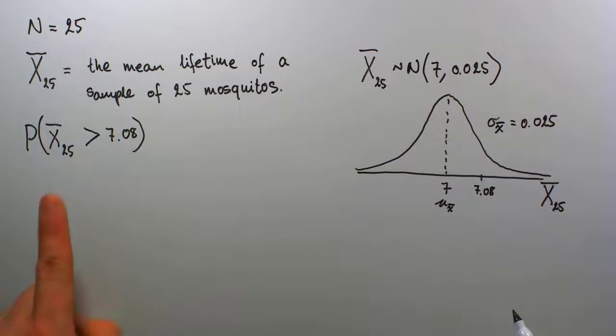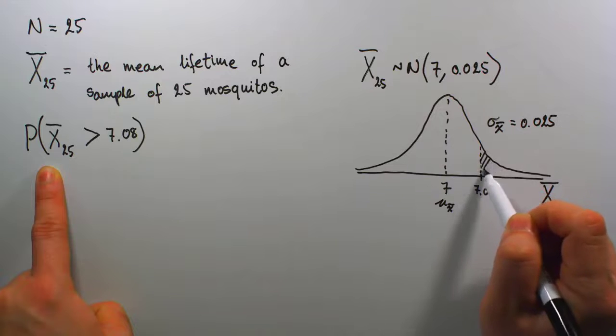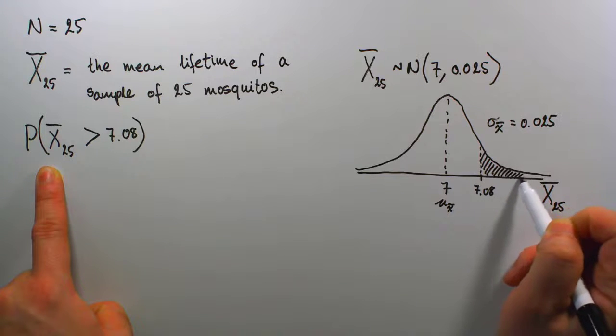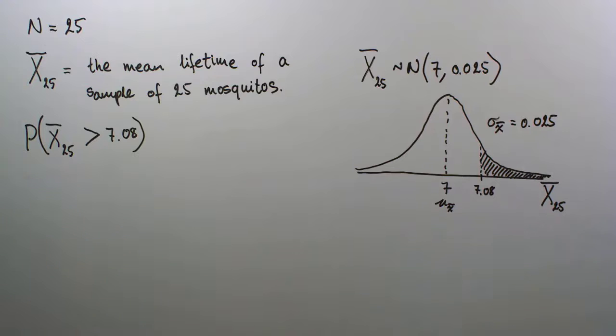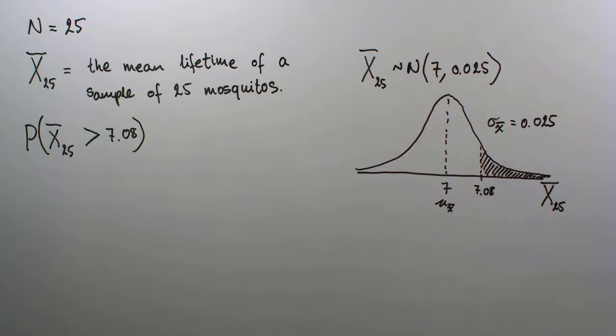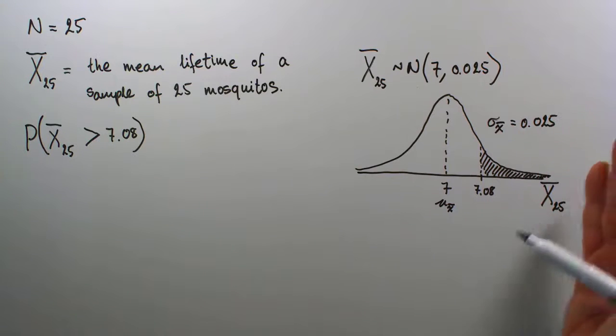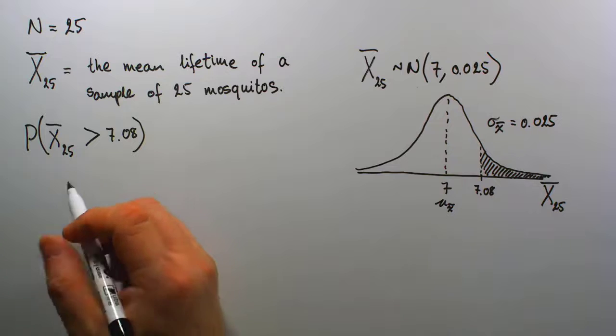And so now the actual probability problem is represented as a shaded area to the right-hand side of 7.08 on our sampling distribution bell curve. From that point on, we're simply back to a problem where we're finding an area on a normal distribution bell curve. So back to the standard work. This is a sample mean value that we expect to be above 7.08.